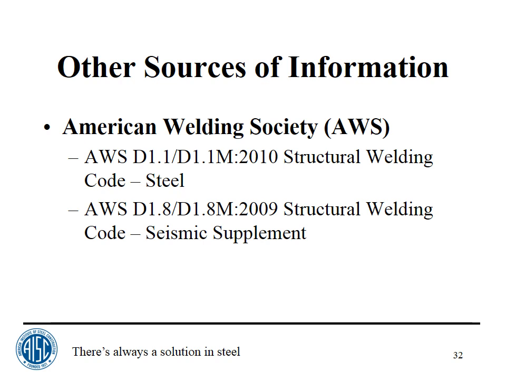Continuing, other sources, AWS. The Bible for structural welding is the first one here, D1.1. It's been around for a long time. You really need to have a copy of this in your library to make sure that you're getting it right. The AISC manual has some of this in there, pre-qualified joints. A lot of the stuff that you really need is in the manual, but AWS D1.1 is where it comes from.